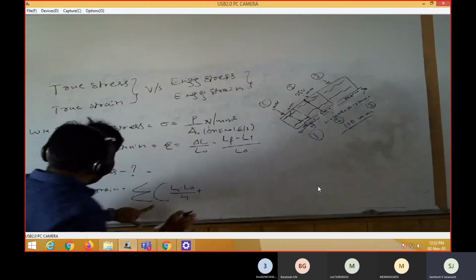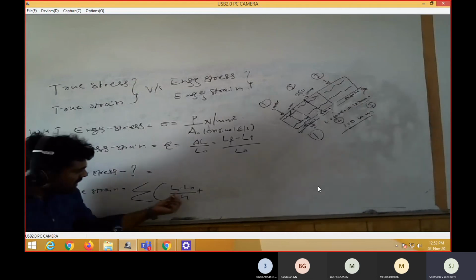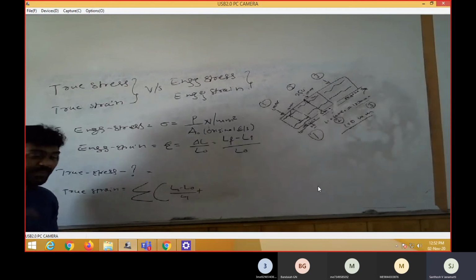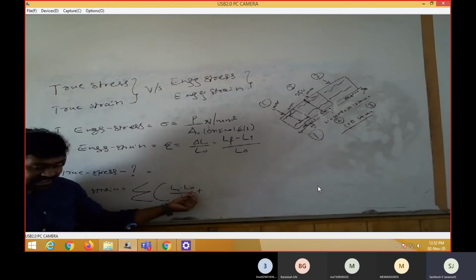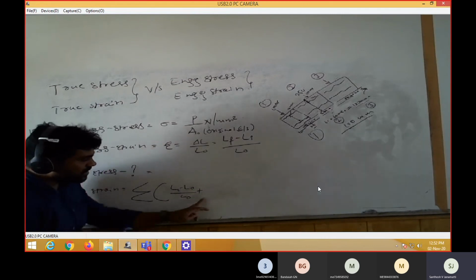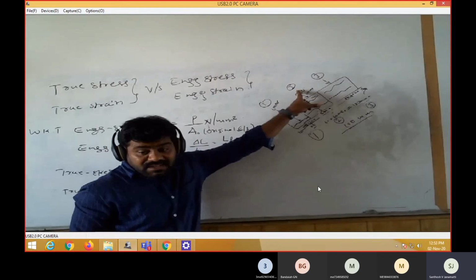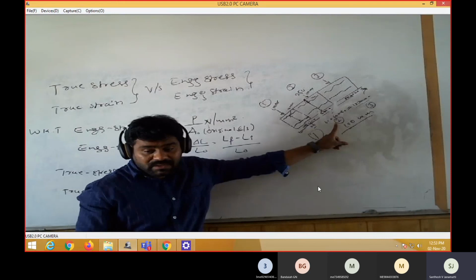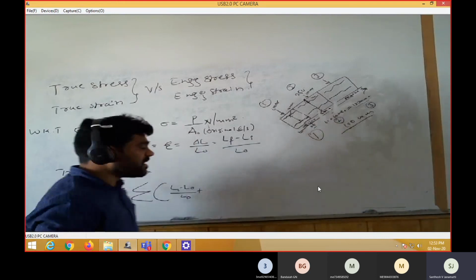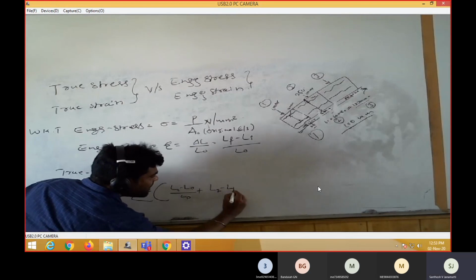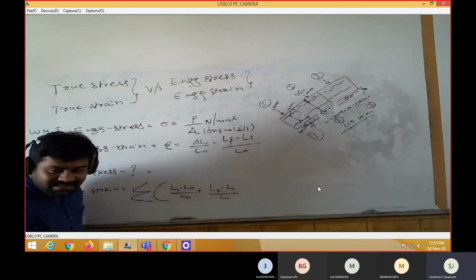Now, how will I take it here? The true strain is equal to L1 minus L0 divided by L0, because L1 is the changed length, 60, and initially it is 50. Next, I am applying the second instantaneous load. As a result of the second instantaneous load, I get the second change in length, with respect to the length. Now I will take L2 minus L1 divided by L1.